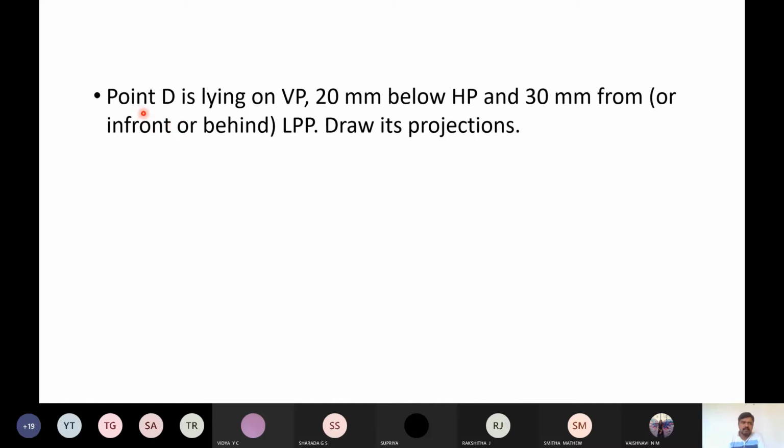Okay, so I will consider one more problem. Point D is lying on VP, 20 mm below HP and 30 mm from left profile plane. Draw its projections. Okay, so this point D belongs to which quadrant?